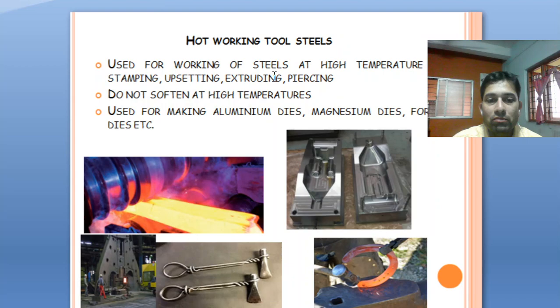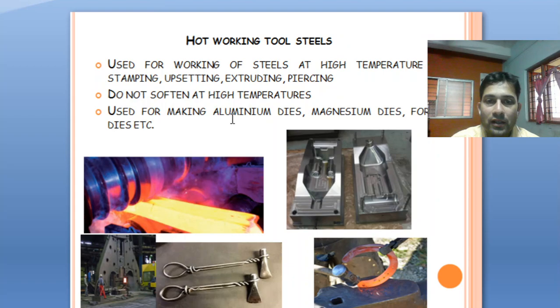The important feature of this steel is that it does not soften at high temperature; it does not become soft at high temperature conditions. And this type of steel is used for making even the aluminum dies, the magnesium dies, forging dies, etc. So this is about your hot working tool steels.